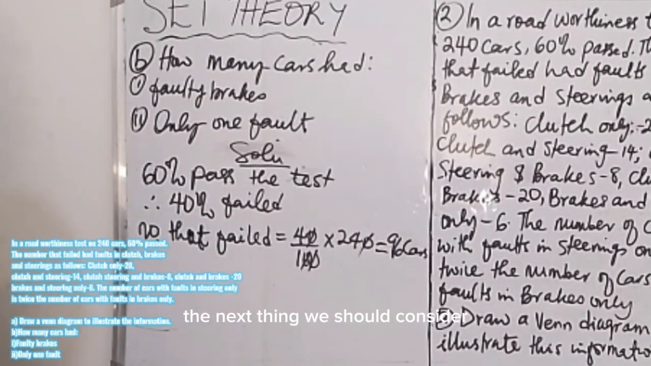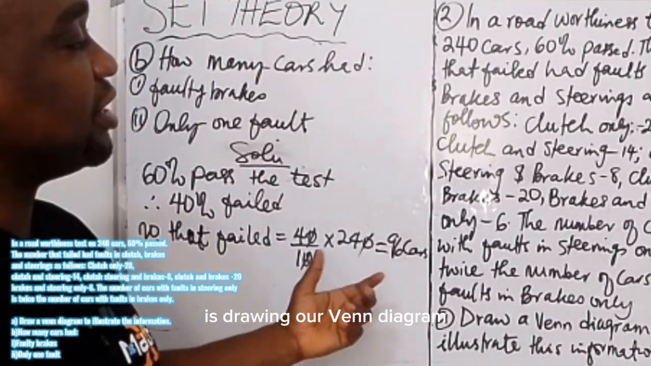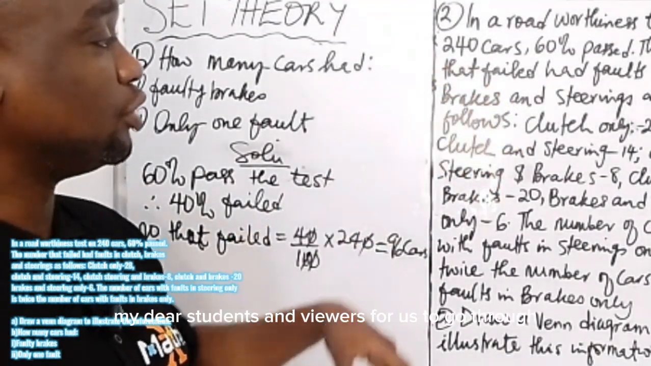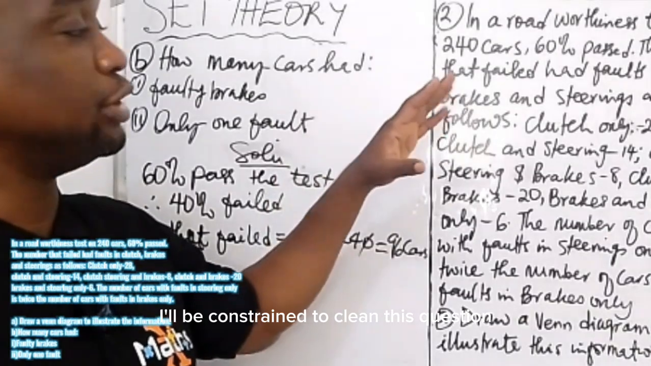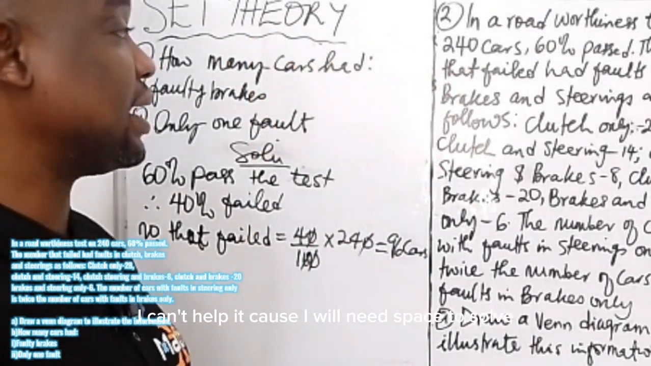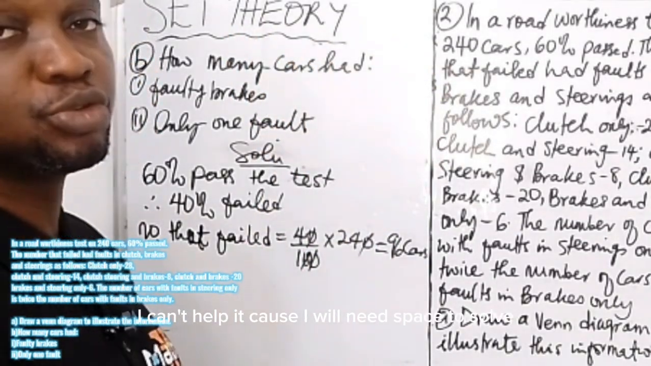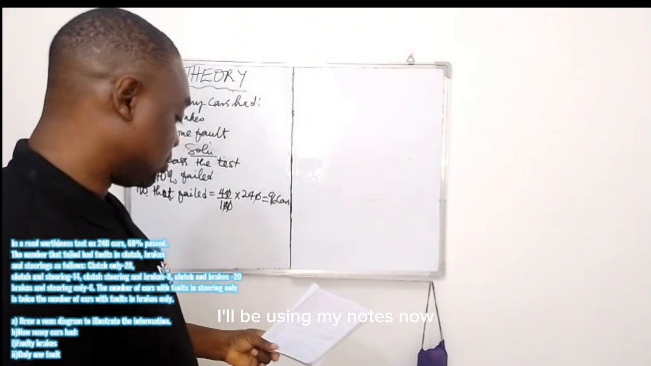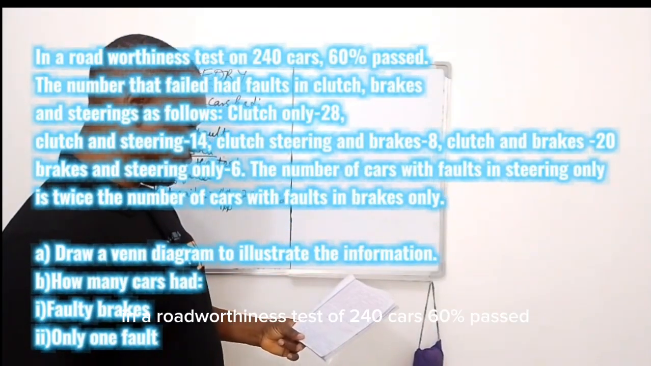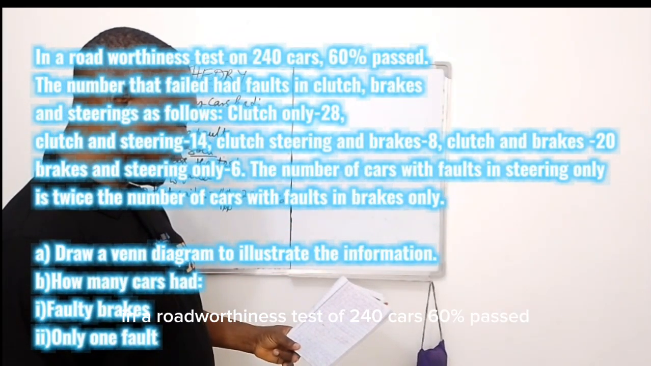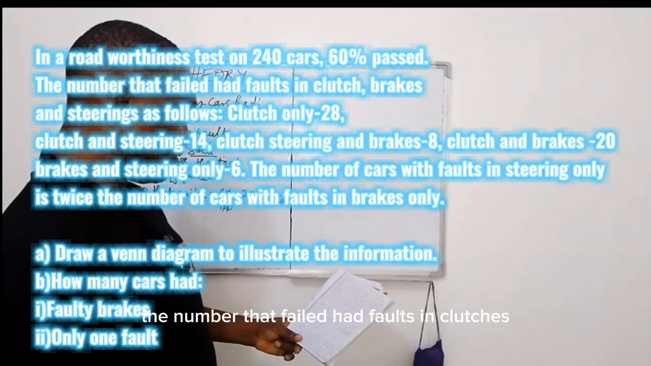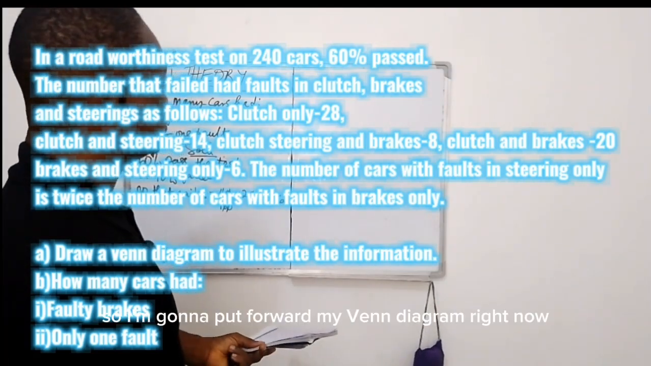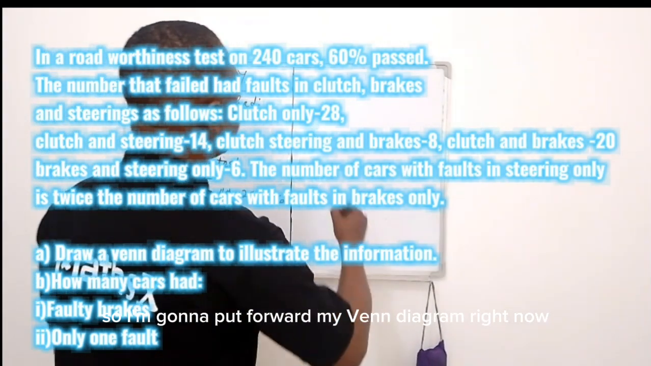And the next thing we should consider is drawing our Venn diagram. This question will be on the screen, my dear students and viewers, for us to go through, because I'll be constrained to clean this question. I can't help it, because I will need space to solve. I'll be using my notes now. In a roadworthiness test of 240 cars, 60% passed. The number that failed had faults in clutches, brakes, and steerings as follows. So I'm going to put forward my Venn diagram right now.